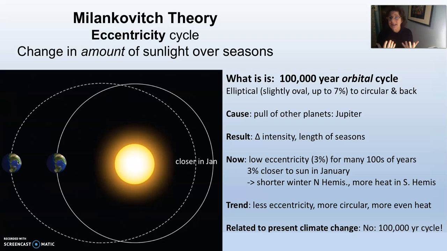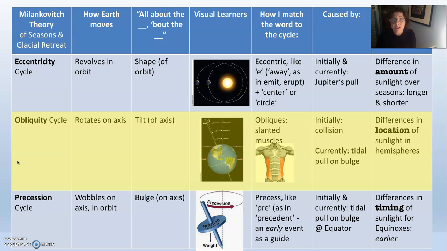Does this have a relation to climate change now? I mean, it did have a relation to climate change when the ice sheets were over the Earth. Does it have a relationship now? No, it does not, because our climate is changing quite rapidly over the past century, and this is a 100,000-year-old orbital cycle. It doesn't have a relation to this.